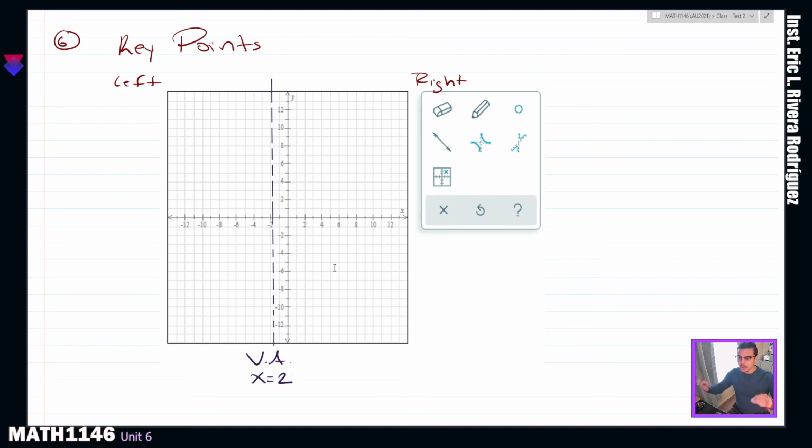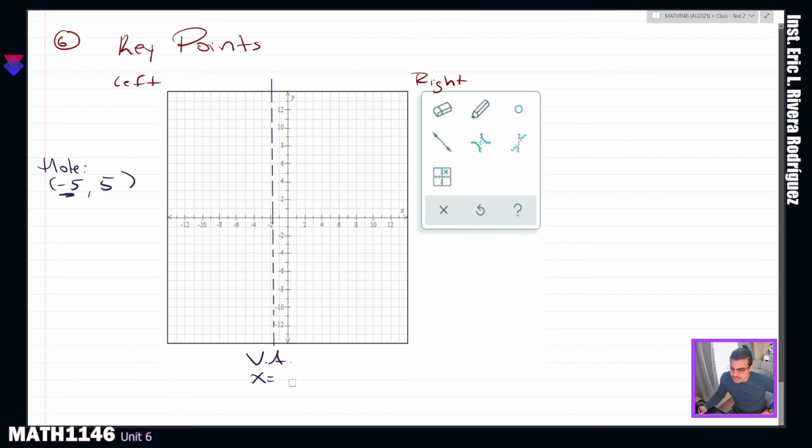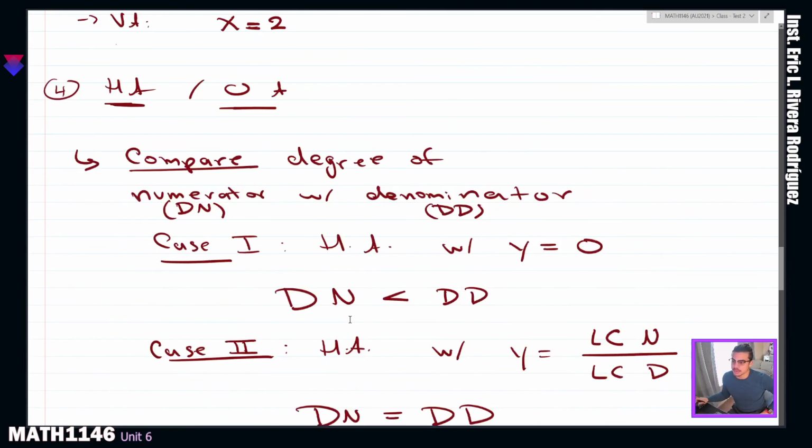Okay, what do we have so far? We have 2 locations on the graph. We have the hole. The hole is at (-5, 5). So that means that the hole is on the left side. How do I know that the hole is on the left side? Because the x value is less than -2. Sorry, this should be -2. Let me double check that I'm correct.